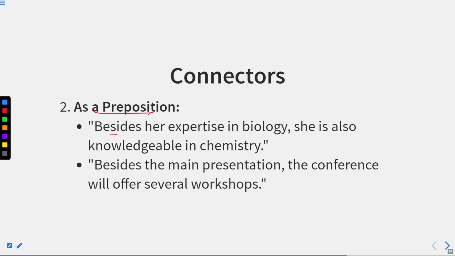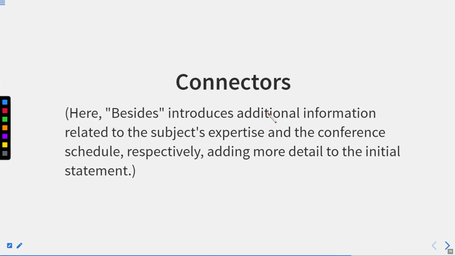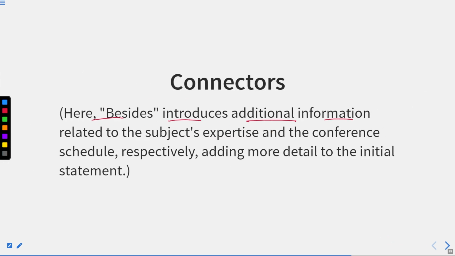As a preposition: Besides her expertise in biology, she is also knowledgeable in chemistry. Or we can also write the sentence like: she is knowledgeable in chemistry as well. So we can use "as well", and not "also", but that should be used at the end of the sentence. Okay. Besides the main presentation, the conference will offer several workshops. Here, besides introduces additional information related to the subject's expertise and the conference schedule, respectively, adding more detail to the initial statement.